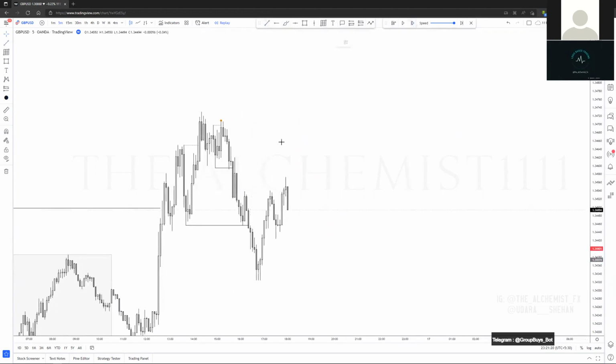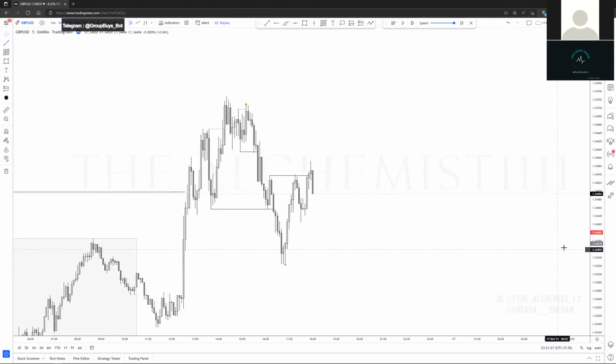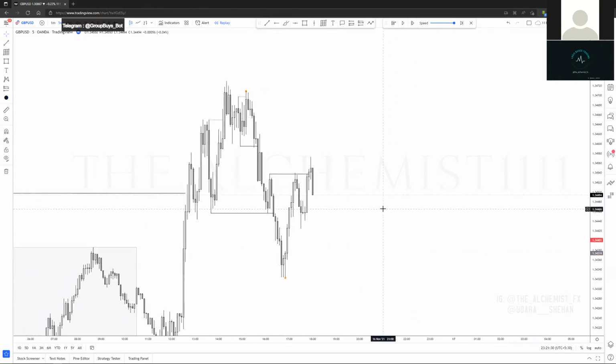Oh, and yeah, there we go. Break of structure. Now your range is from here to here. Now you know the reason why they are going up: to take liquidity out, the internal range liquidity.